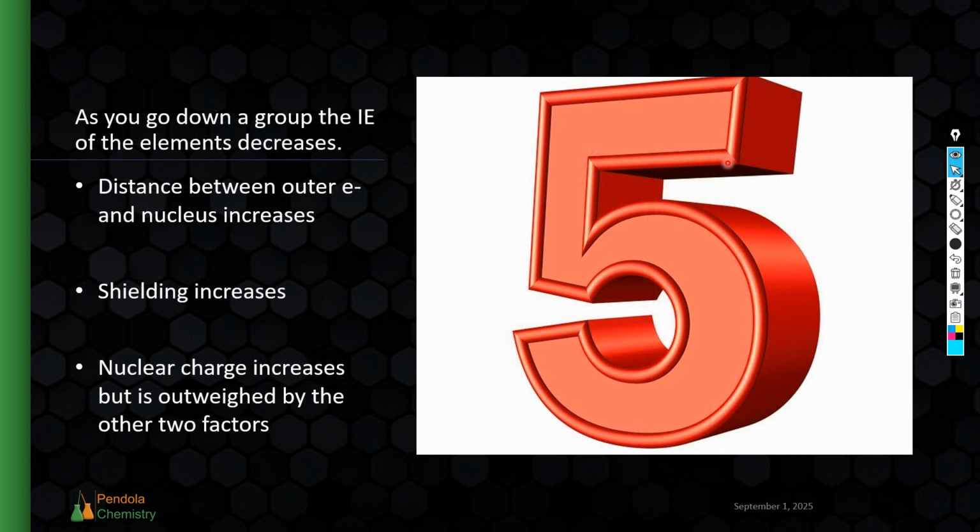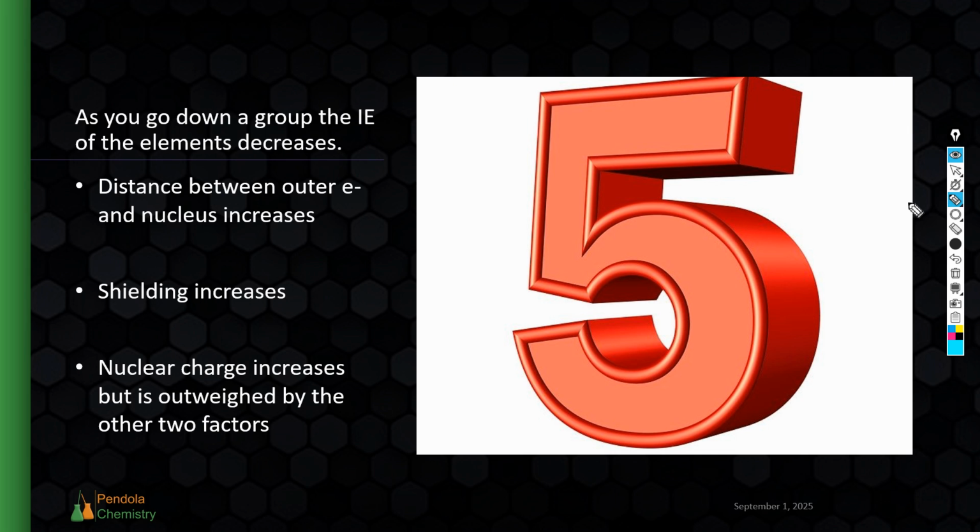Finally, number 5. As we go down the group, the ionization energy of the elements decreases. And we have already discussed this one pretty well. The distance between the outer electrons and nucleus is going to increase as we go from one period to the next. We are adding energy levels. That increases shielding as well.